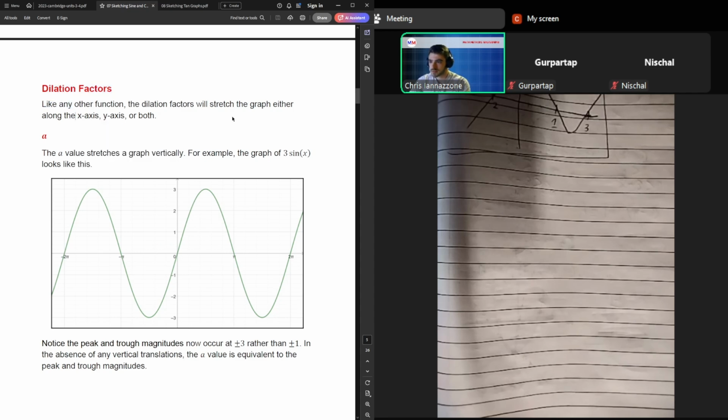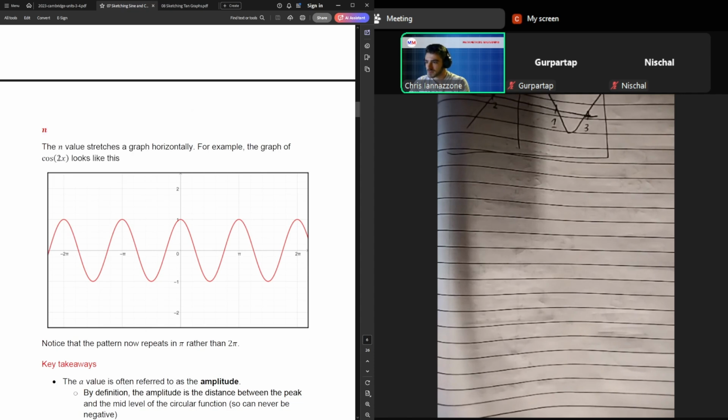Okay, there are dilation factors. Just like any other graph has multiplications applied to it, like in this case, 3 sine of x, the way dilation factors work when they're applied at the front of your function means they are stretching it vertically. What that means is instead of going between plus and minus 1, you're now multiplying those values to become plus and minus 3 instead. And that's pretty much all the a term is doing right there. So this term right at the front.